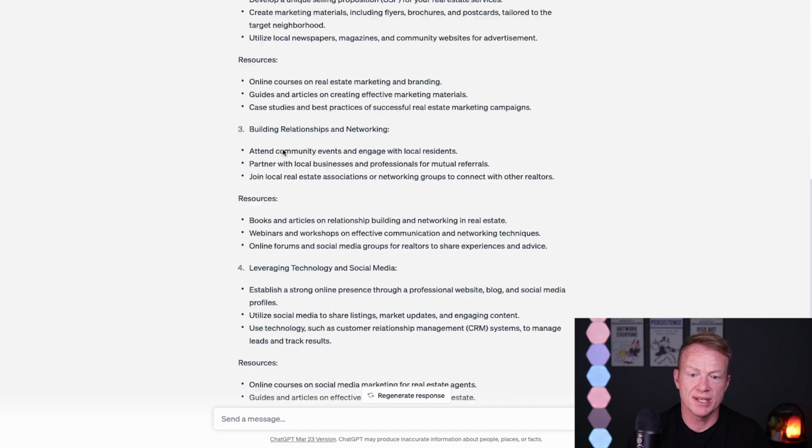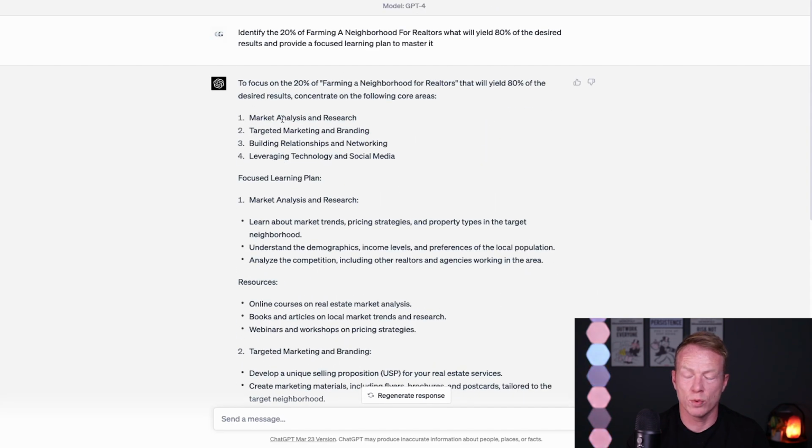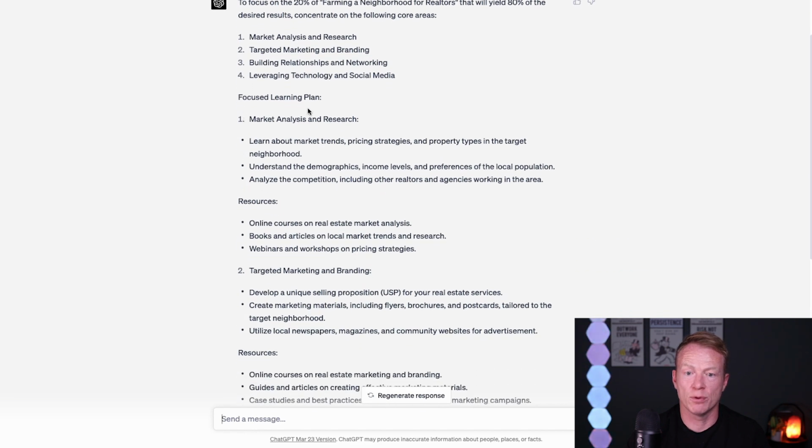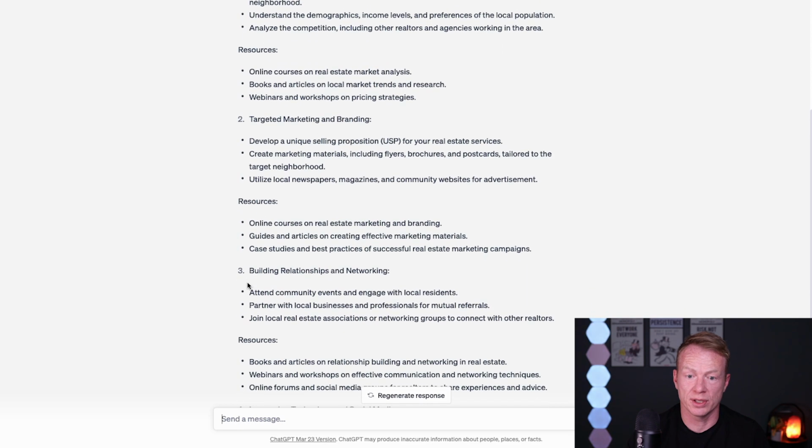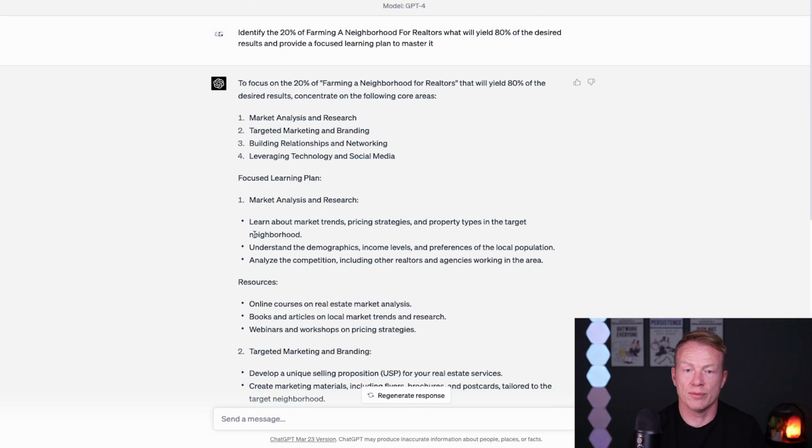Alright, so ChatGPT has now written out exactly what it's come up with here. So you can see market analysis and research, targeted marketing and branding, building relationships and networking, leveraging technology and social media. And now it's given us a focused learning plan for each of these points, which is really, really cool. Now you can see this is why ChatGPT is very, very important for your business. Check it out.